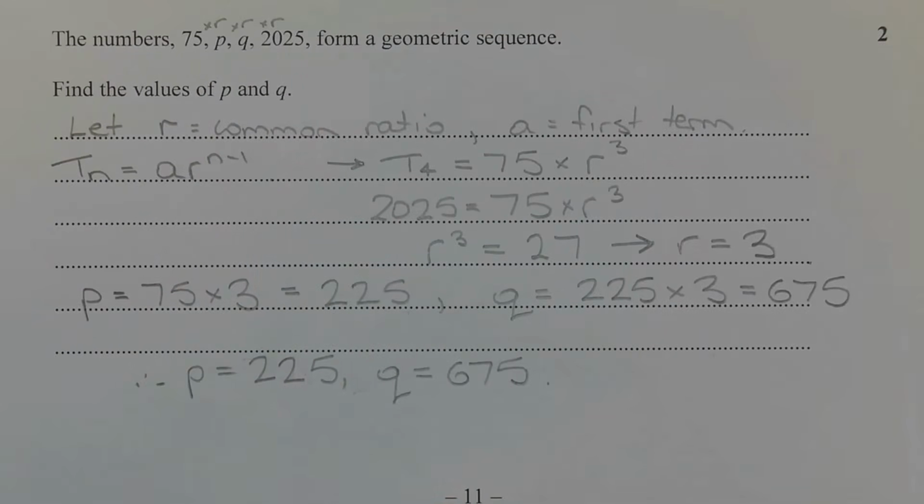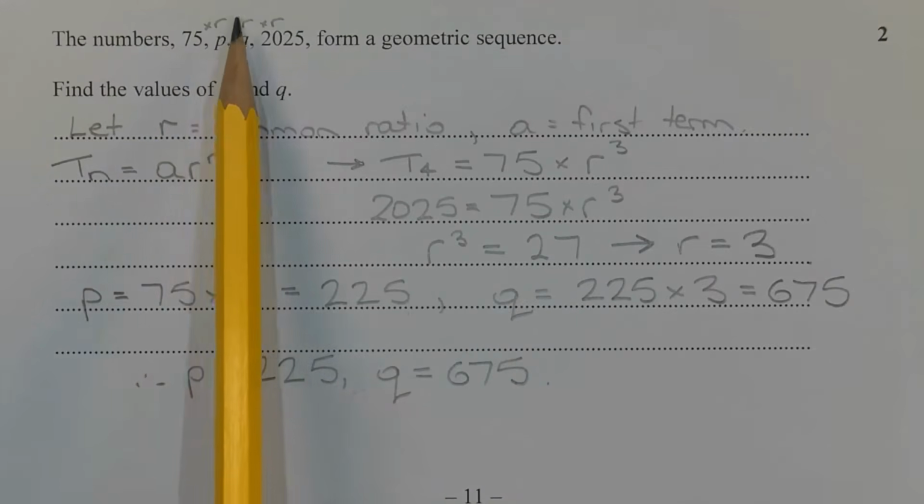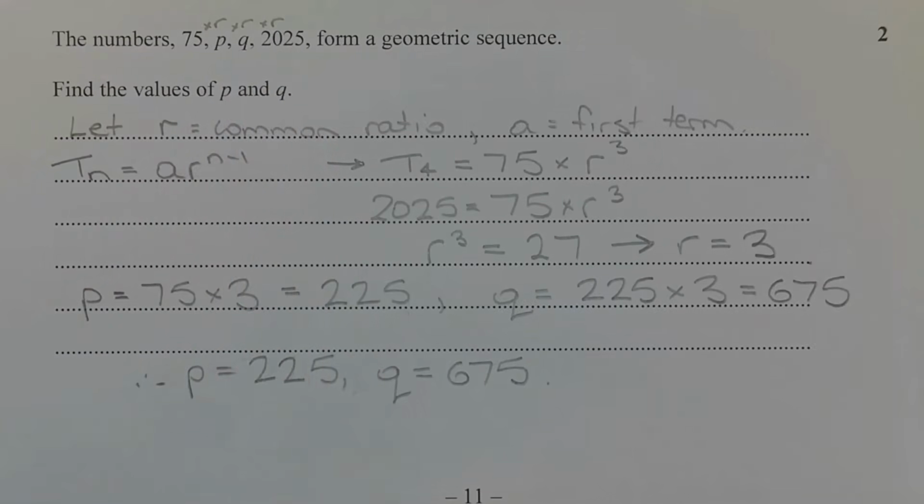And we can shorten that further by saying 2025 is equal to 75 times r cubed. And we need to solve for r. So rearranging this equation to isolate r, r cubed is equal to 2025 divided by 75, which gives us 27. And then taking the cube root of both sides, we get r is equal to 3. So 75 times 3 gives us p, p times 3 gives us q, and q times 3 gives us 2025.